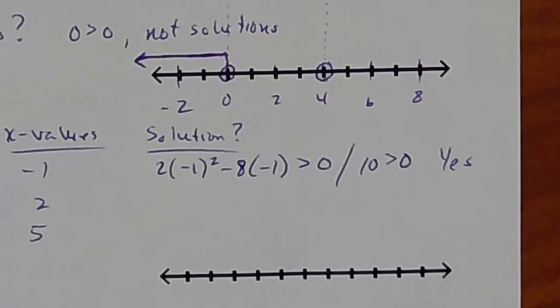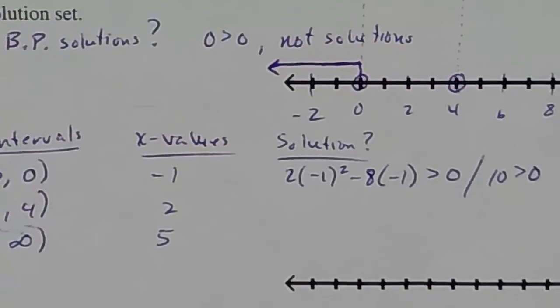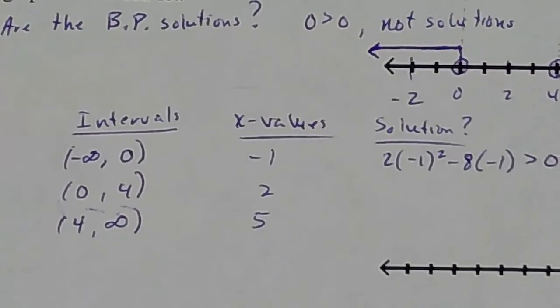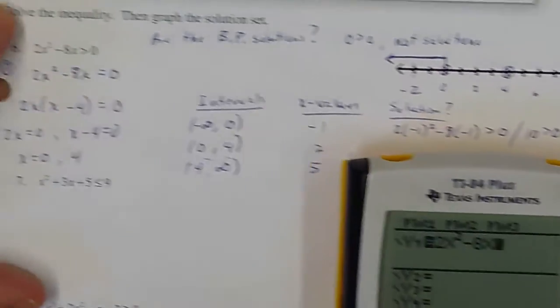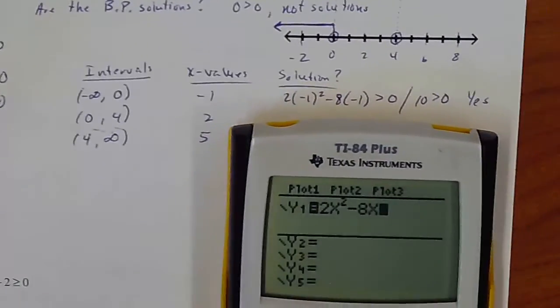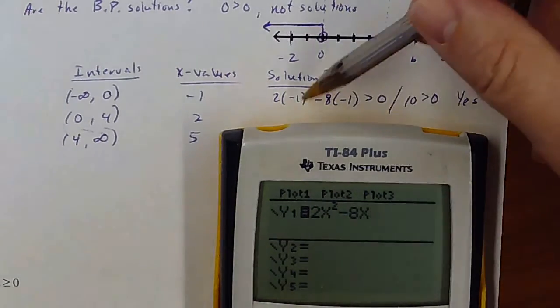Okay. All right, let me show you the shortcut though, because plugging it in, evaluating it, you're going to appreciate this shortcut. So grab your graphing calculator. Okay, so whatever your function is, go ahead and plug it in. So 2x squared minus 8x. And I'm just going to use the table feature. That's all, to quickly evaluate all these.